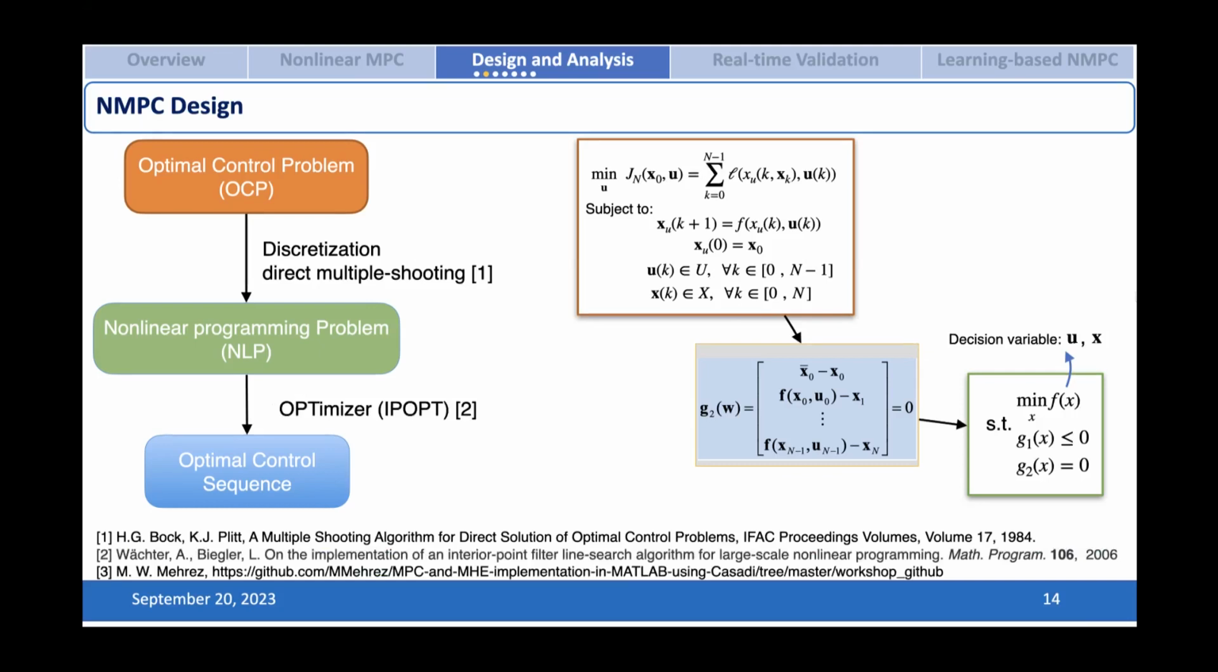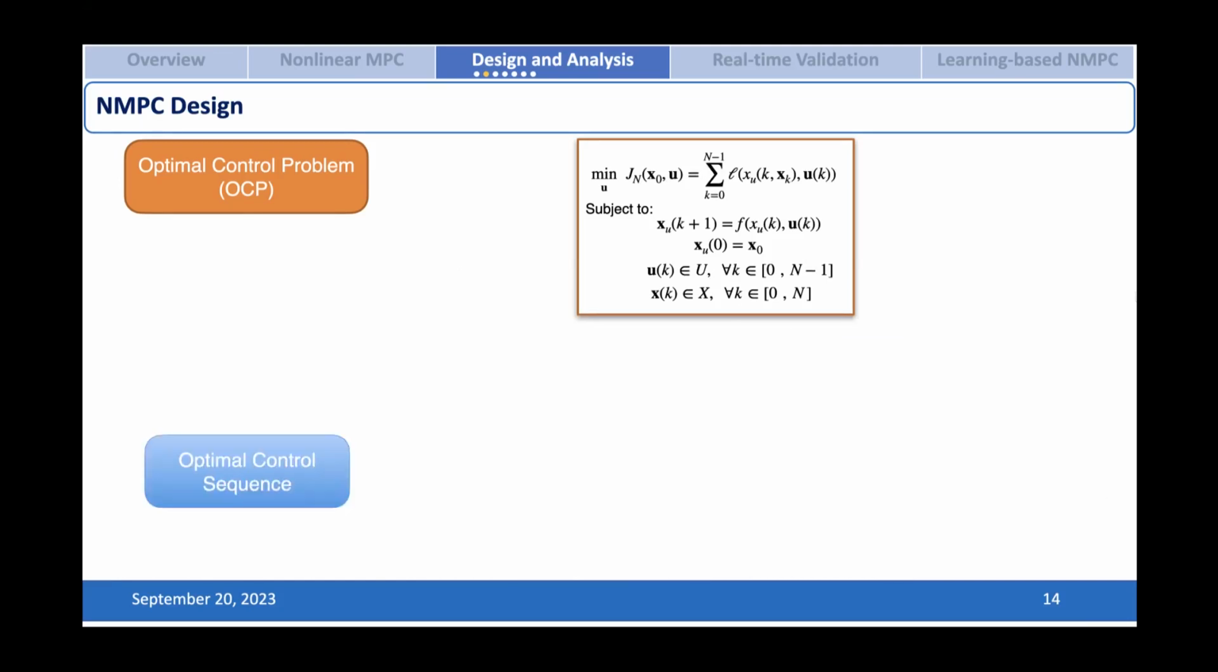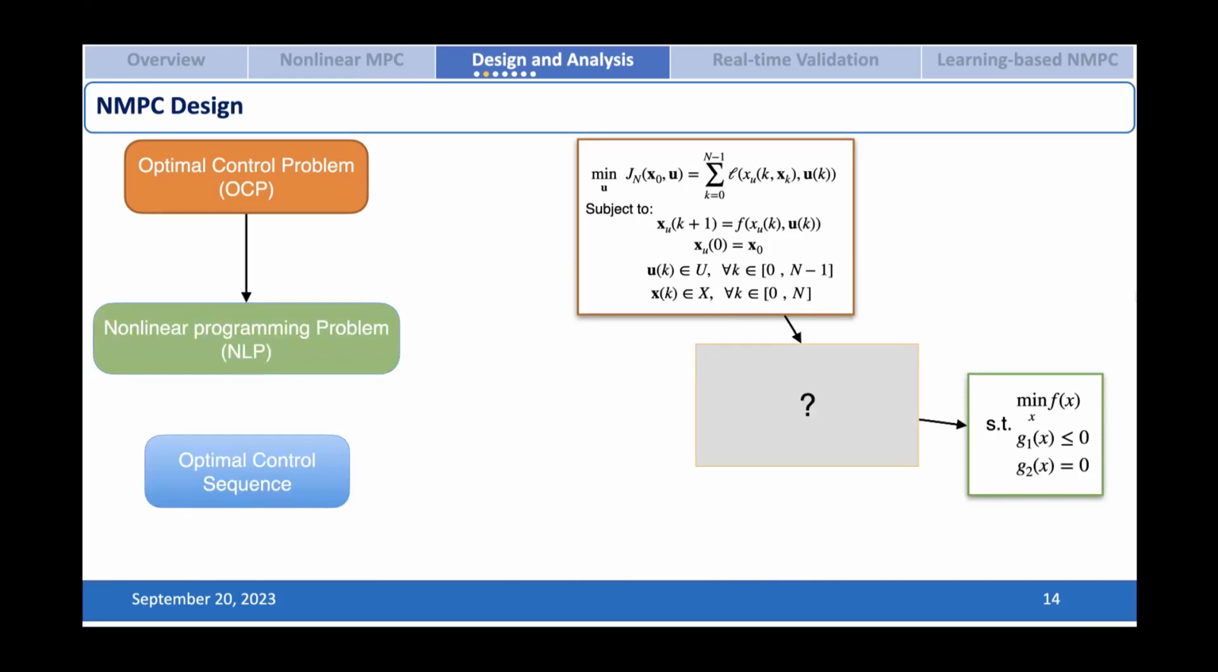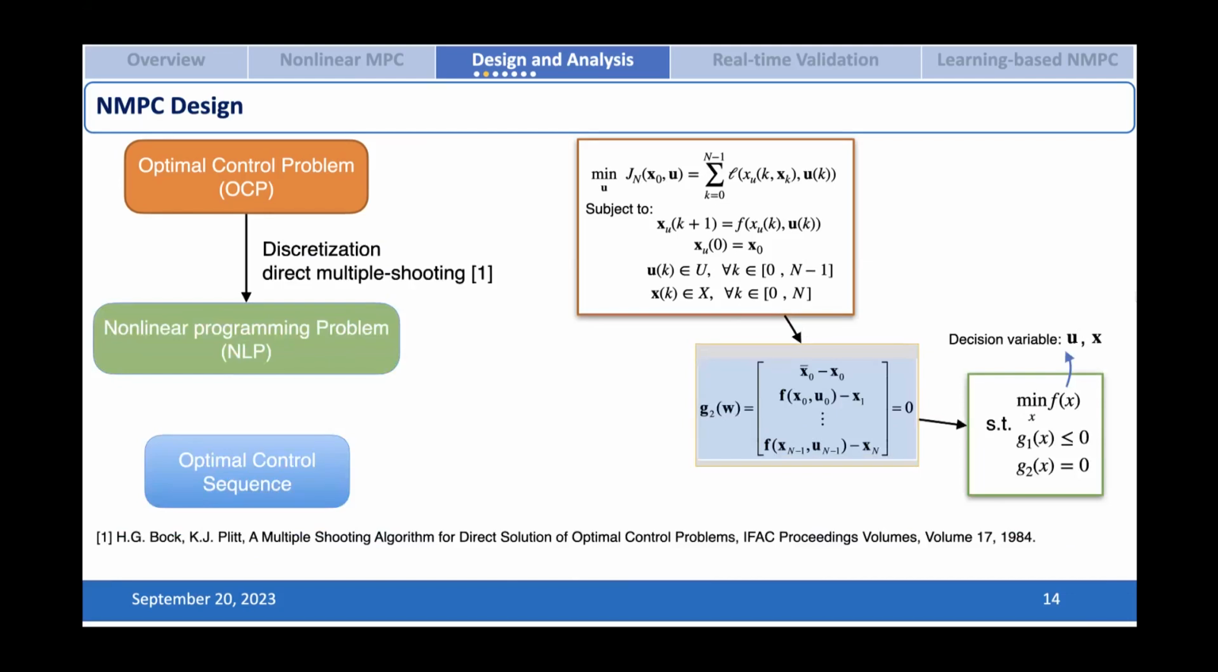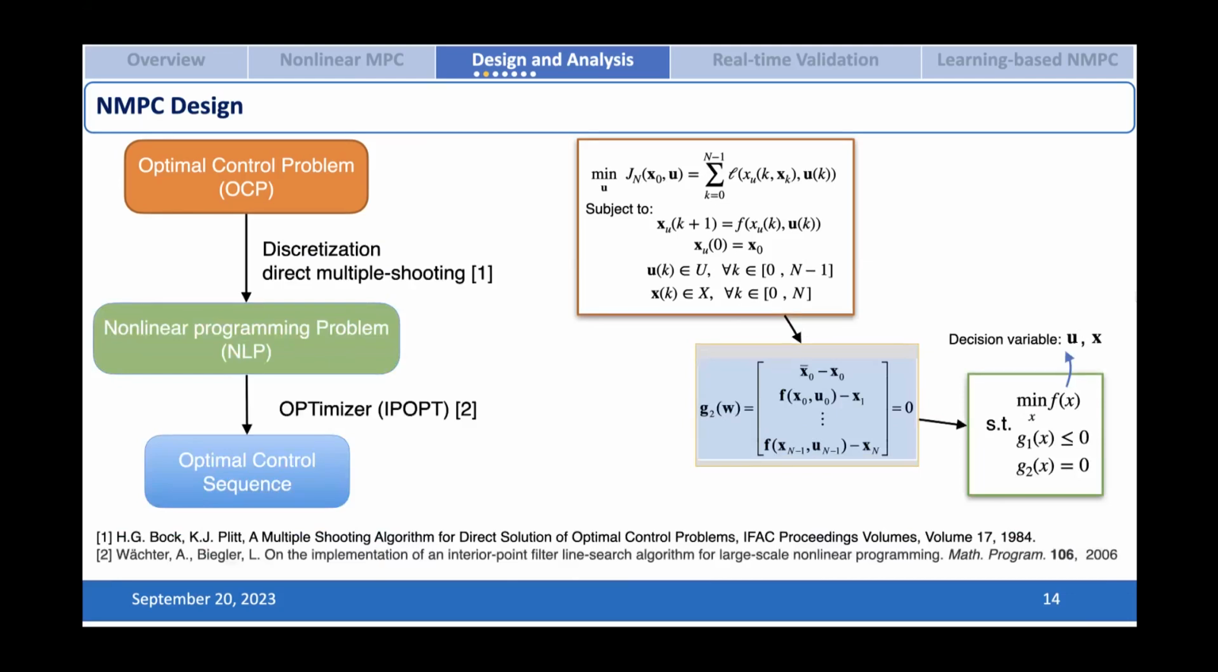Okay, second step. After we define the optimal nonlinear programming problem, now we would like to solve it. We can solve this using what's called the IPOPT optimizer, and this optimizer solves this equation and also satisfies the constraints to find the value of x, which is the decision variable. For more information about multiple shooting, single shooting, and the optimizer, I would recommend the workshop of our previous colleague Mohamed Mehrez, which is available on GitHub online.